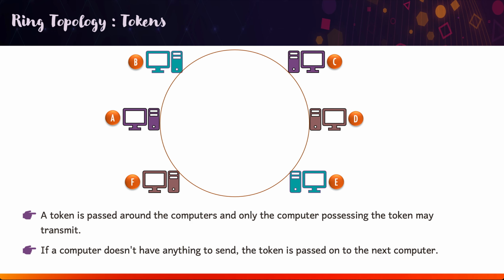Let's see in an animation how this works. Computer A has the token, then it doesn't have data, then it releases it. It goes to computer B. Computer B doesn't have the data, it releases it and sends to computer C, and then C sends it to computer D, D sends it to computer E, and so on. This happens until somebody actually has data to send. What happens when somebody has data to send? Let's take an example.